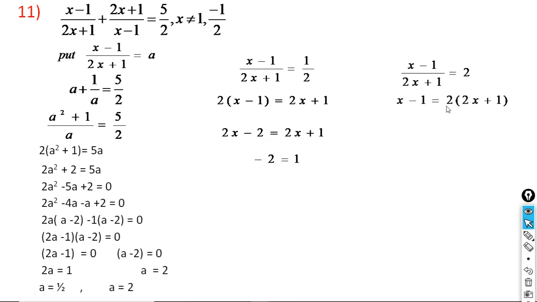Now let us check the right hand side. By simplifying this, we get the value of x. x comes to be minus 1. So here this equation will give you only one value of x, which is minus 1.